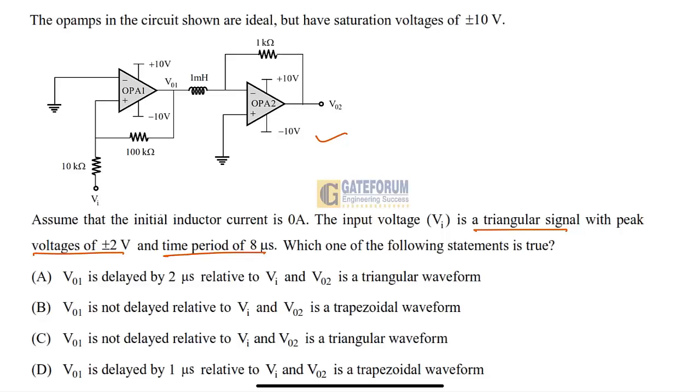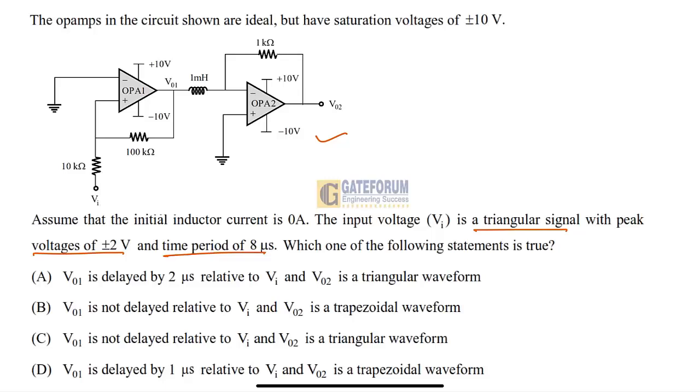Option A: VO1 is delayed by 2 microsecond relative to Vi and VO2 is a triangular waveform. Option B: VO1 is not delayed relative to Vi and VO2 is a trapezoidal waveform. Option C: VO1 is not delayed relative to Vi and VO2 is a triangular waveform.